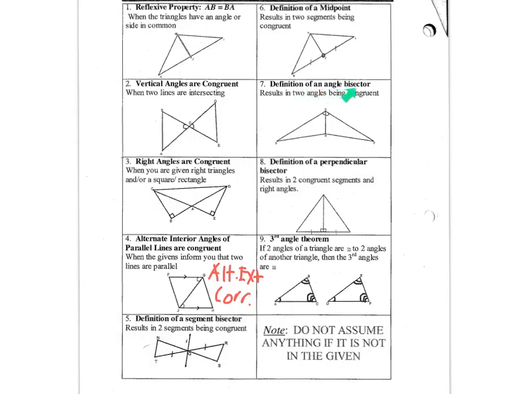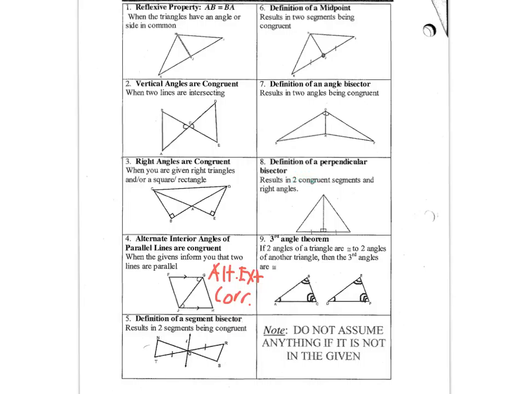Next, we have definition of an angle bisector. So, like in this case, if it says that, I can't really read these letters, looks like AD, is a bisector of whatever this angle is, then you will know that this angle is congruent to this angle, and you would state that by writing the names. And the reason would be definition of an angle bisector.